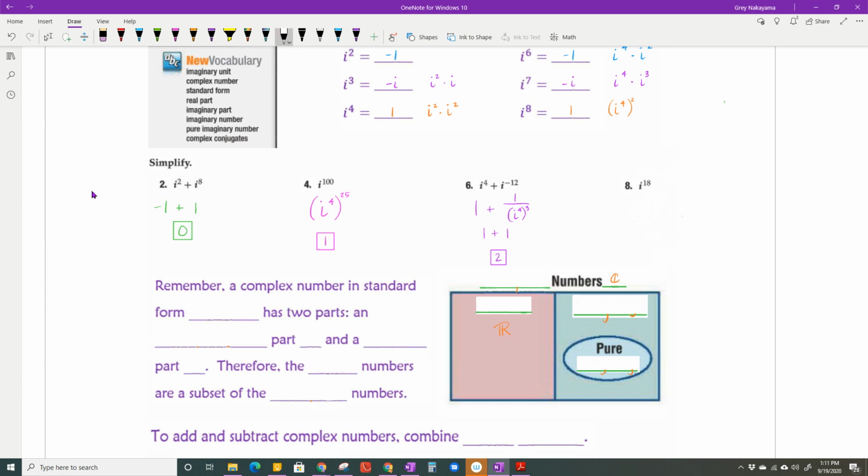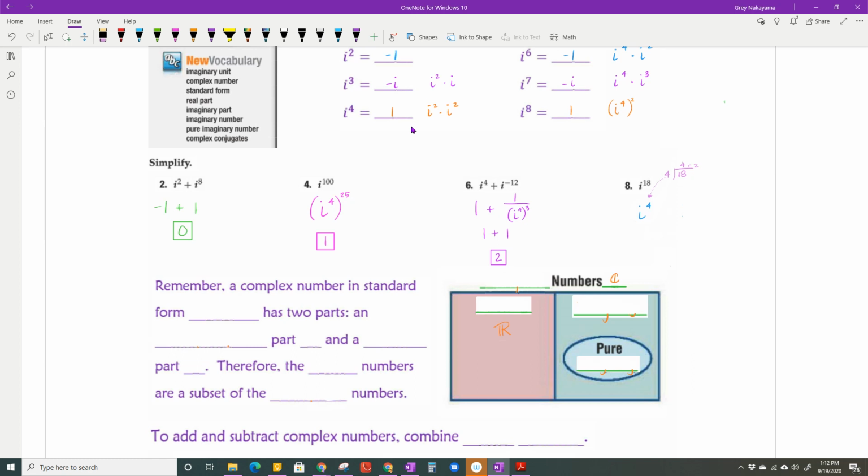Okay, so here come the more challenging problems, and that is if 4 doesn't go into this number evenly. So what you can think of is you want to know how many times 4 goes into 18. And why are you always going to use 4? Because i to the 4th, like we just talked about, is 1. And so that kind of gets rid of all the extras that we have. So how many times does 4 go into 18? 4 goes into 18 4 times with a remainder of 2.